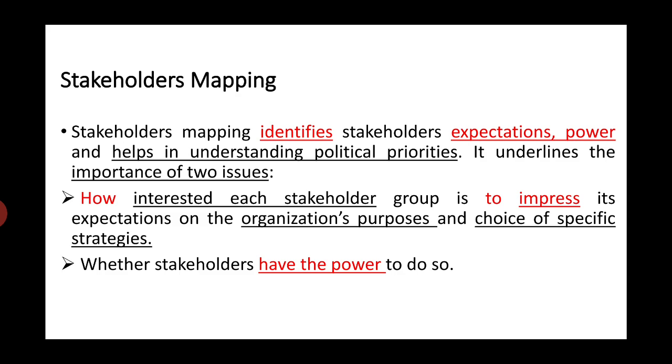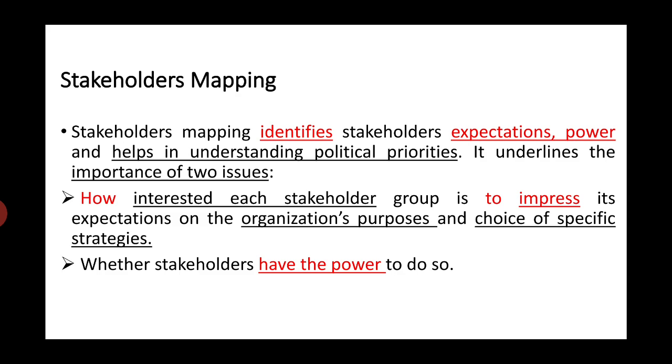Number one, to which extent this interested stakeholder group will persuade or will convince itself as a group that its expectation on the organization purposes and choice of specific strategies are accurate. So to which extent those stakeholders will persuade their expectation on what is expected from the organization. To answer this point, we have to go to point 2.